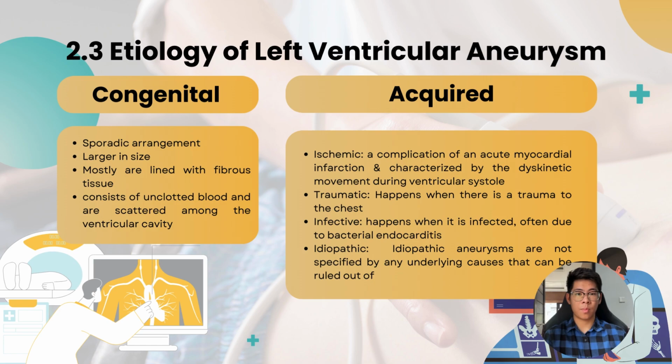The last one is idiopathic. Idiopathic aneurysms are not specified by any underlying cause that can be ruled out. Heart conditions, surgical treatment, or morbidities or others may cause idiopathic aneurysm. Apart from the listed above, there are also several causes that may lead to it, such as hypertension, steroids, NSAIDs, and Chagas disease, and etc.